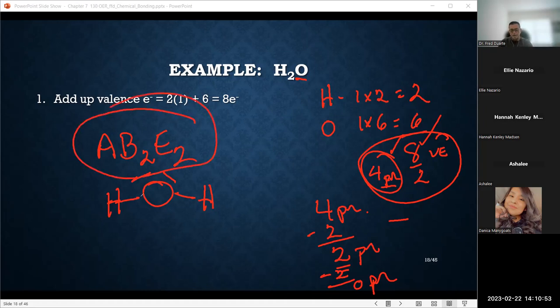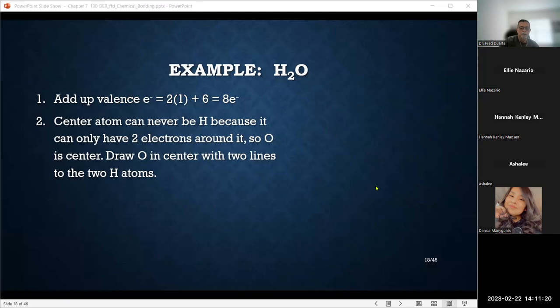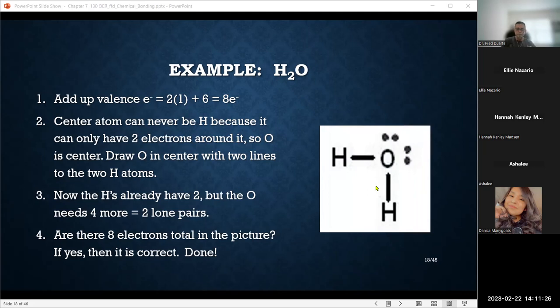This will give us the geometry that we just did with the shapes table. We go to the shapes table and look up AB2E2. That tells us we have bent geometry with a bond angle much less than 109.5 degrees. All right, so then we're done, and we've got the formula. Now we're going to do a few more. So this is a small example of how to do this, and there's the geometry and so forth. Here's the picture of it.